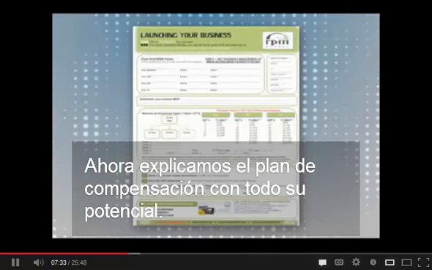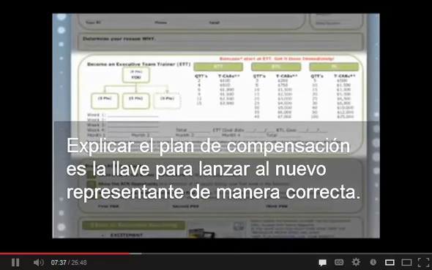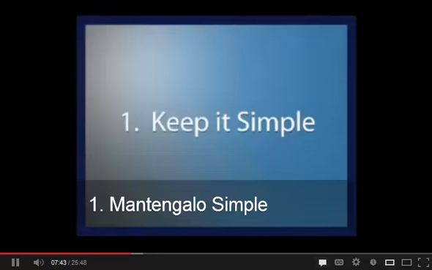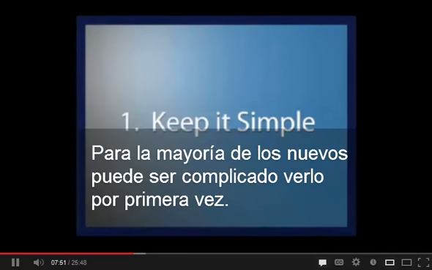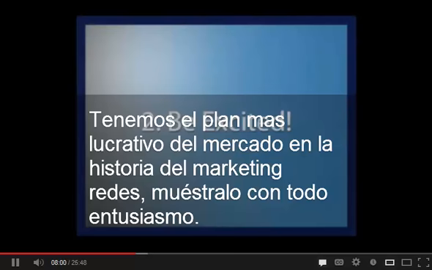Now explain the compensation plan powerfully. Explaining the compensation plan is a key part of launching a new representative properly. The key aspects include the following. Number one, keep it simple. Do not get overly complicated. Imagine you're talking to a 4-year-old child when you're explaining the compensation plan. For most new representatives, it could be overwhelming. Number two, be excited. We have the most lucrative marketing plan in network marketing history, so show your enthusiasm.